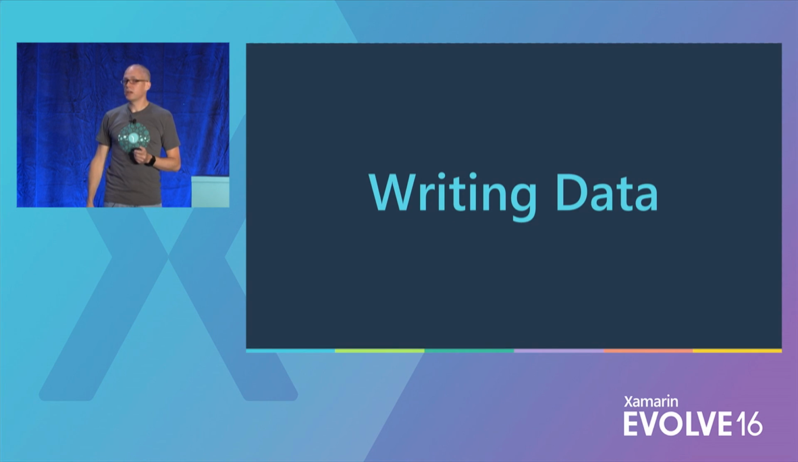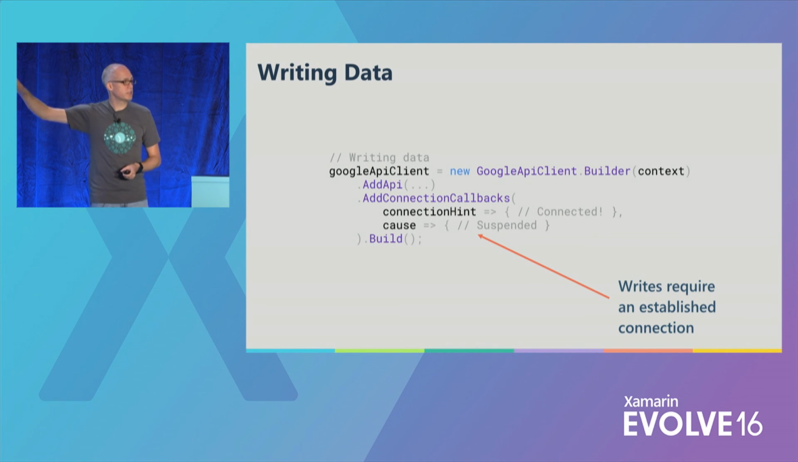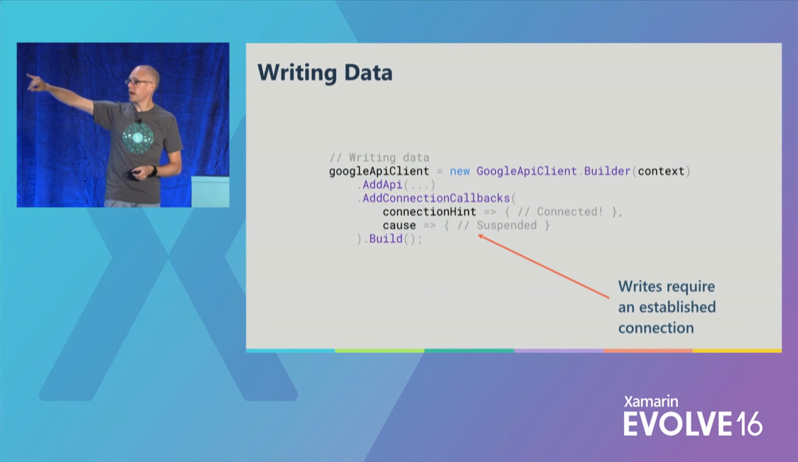The only caveat here is when you're writing data, you follow the same principles, except that when you're creating the Google API client, you must be connected first. So you're going to have to wait for the callback to say that you're connected so that you can write. Because if you try to write and it's not connected, it's all going to blow up in your face.